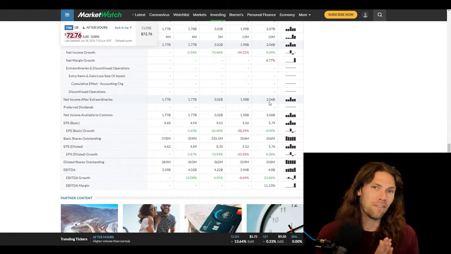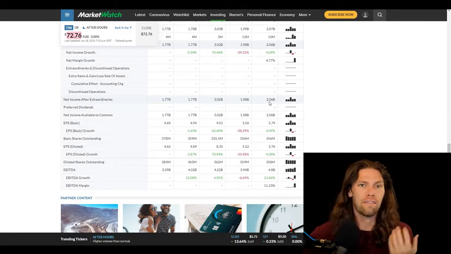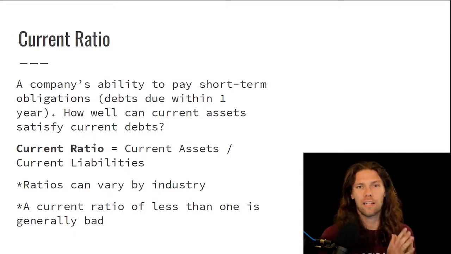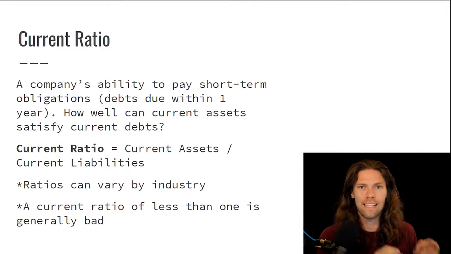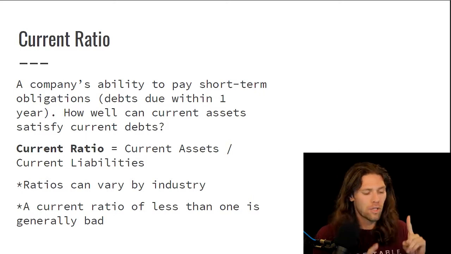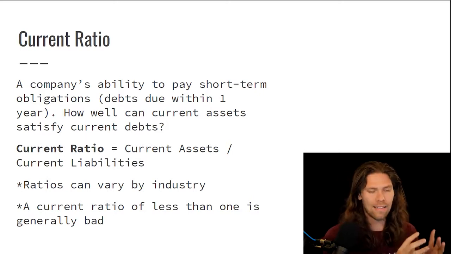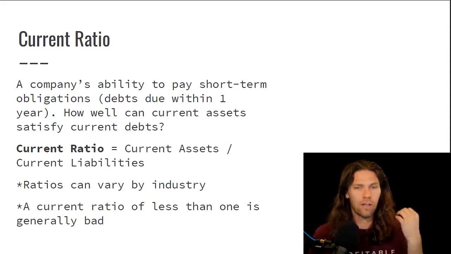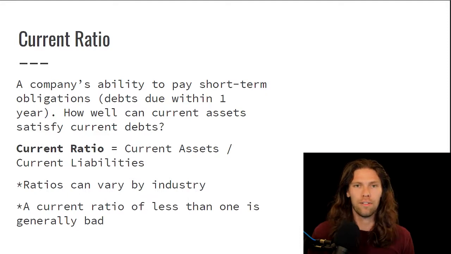Typically, a P to E of under 15 is considered a value investment. Next up, we have the current ratio. You can think of this as a company's ability to pay short-term debt obligations. That's debt obligations that are due within 1 year. So how well do current assets satisfy the current debts of a company? And that's how you calculate it. Current assets divided by current liabilities.